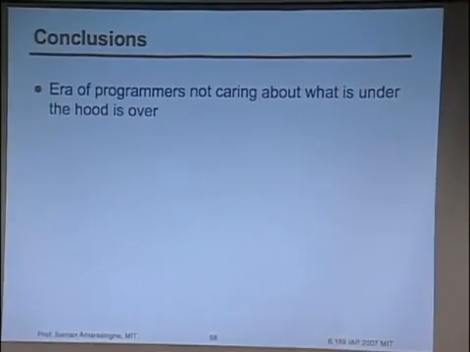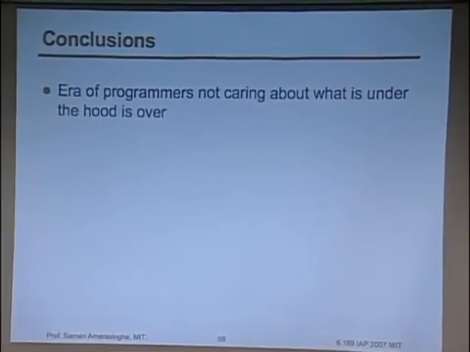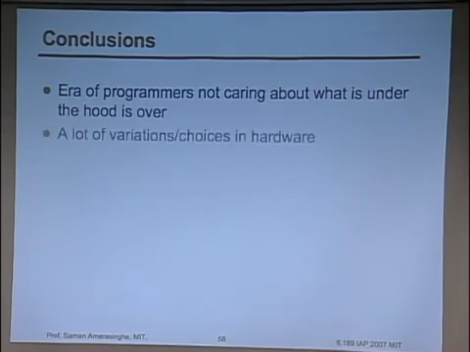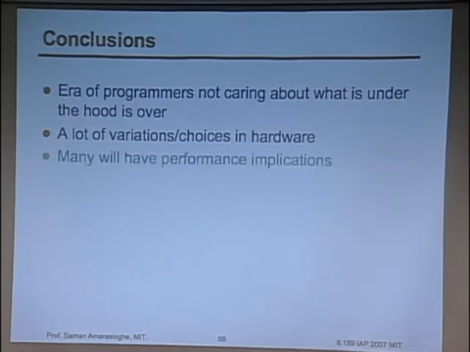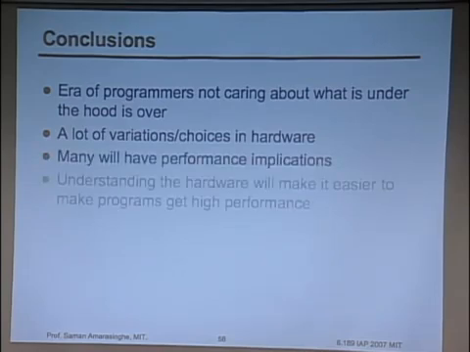For a lot of people who are programmers, there was a time that you never cared about what's under the hood. You just knew it was going to go fast, and in AI it will go faster. I think that's kind of coming to an end. There are a lot of variations and choices in hardware, and I think software people should understand what they can choose. Many will have performance implications, and if you know these things, you will be able to get high performance software built easily. You can't do high performance software without knowing what it's running on.